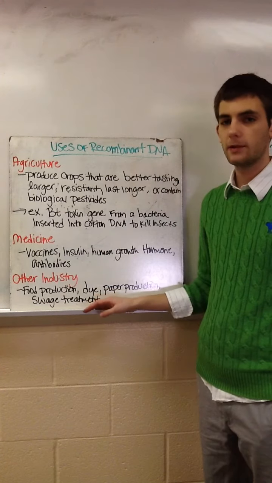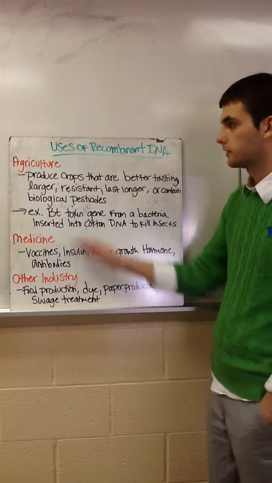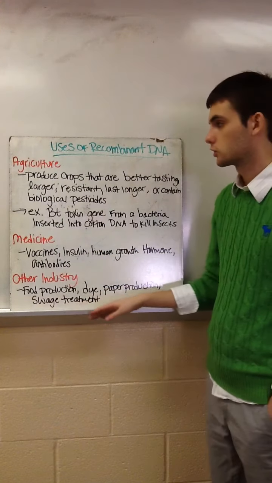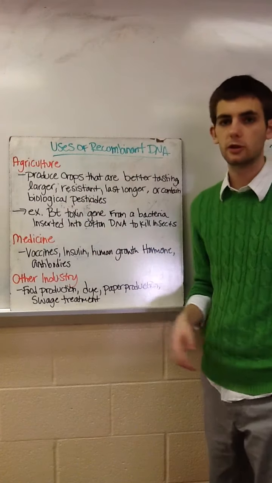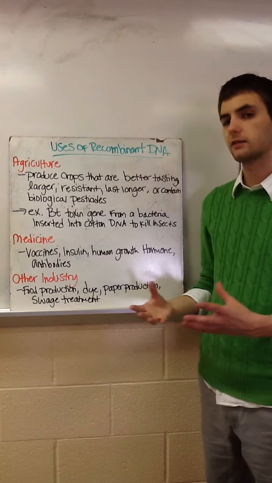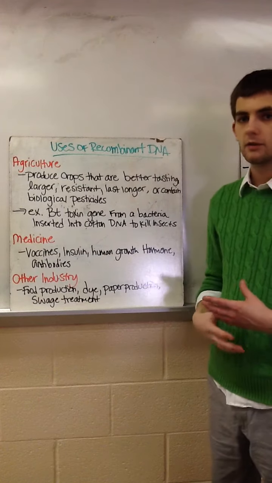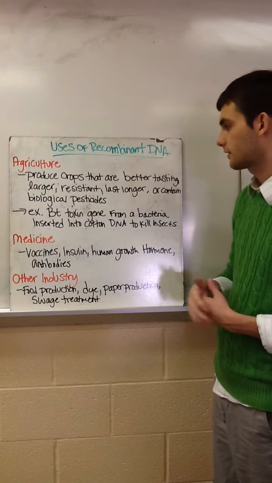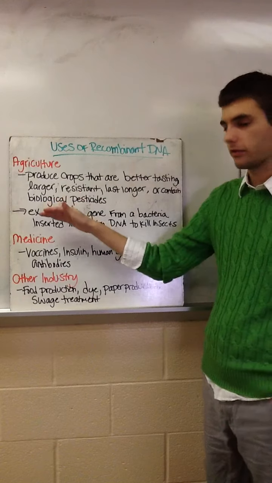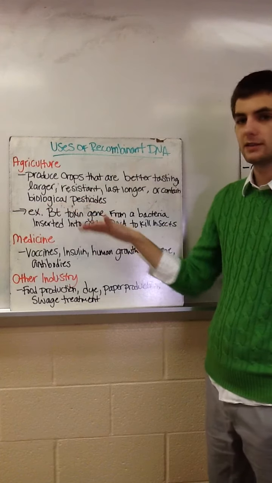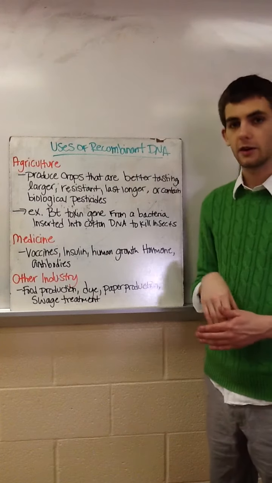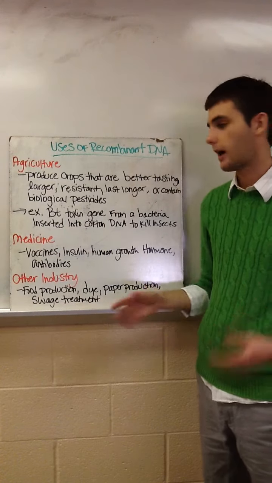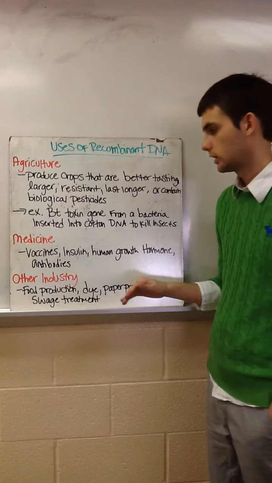We use recombinant DNA in many different areas. Here are the three main types: agriculture, medicine, and other industries. With agriculture, we use it to produce crops to make them last longer, taste better, to be resistant to herbicides, to produce biological pesticides. And an example of that would be inserting the Bt toxin gene from a bacteria into cotton. And when insects try to eat the cotton, they'll actually die because of that Bt toxin gene.